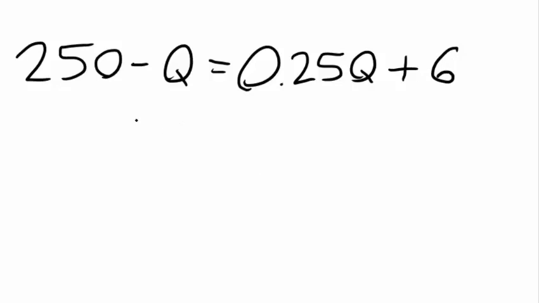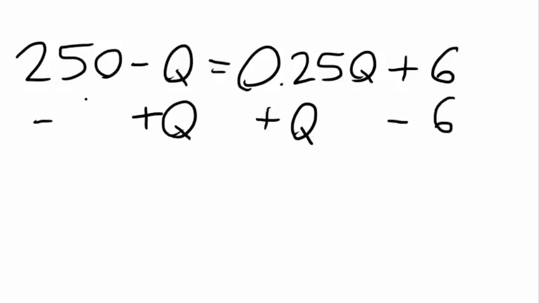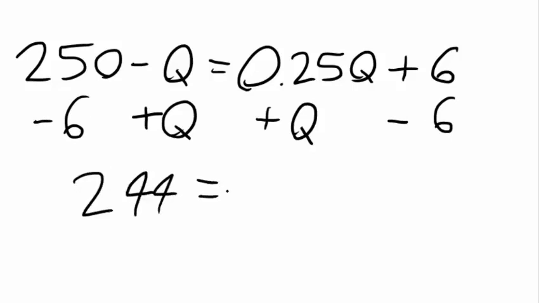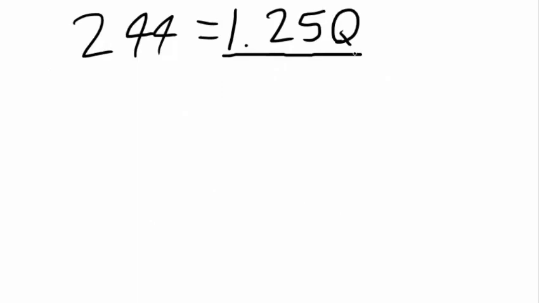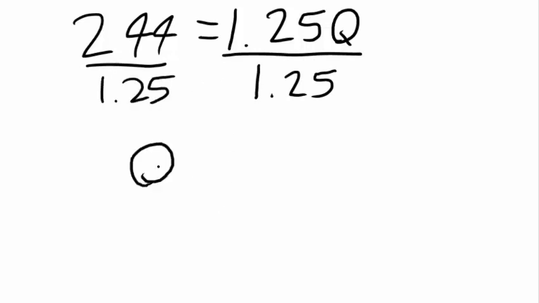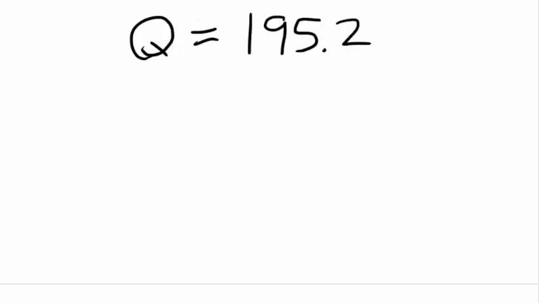So what we'll do is we will add Q to both sides, as well as subtract 6 from both sides. And what we get is 244 equals 1.25 Q. And if we divide both sides by 1.25, we get Q equals 195.2. Now this 195 is the total market quantity.